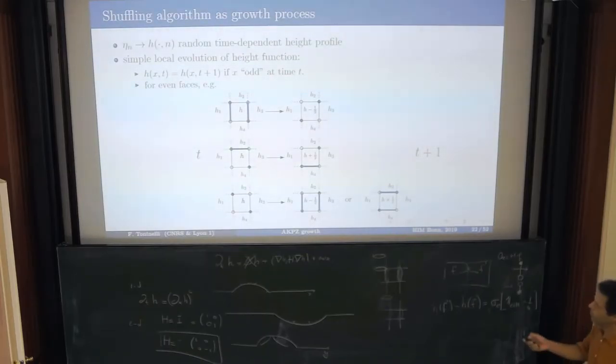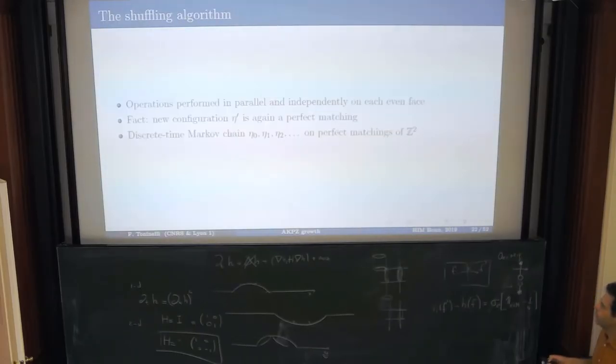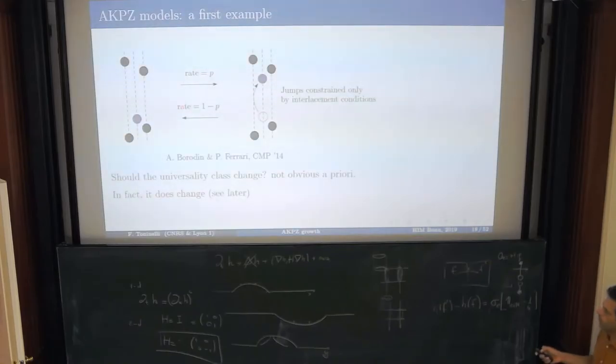Anyway, so we have a stochastically evolving height, a discrete height profile. And we would like to know: how does it compare to the Borodin-Ferrari dynamics? But this one is the same. Yeah, this is the Borodin-Ferrari dynamics.